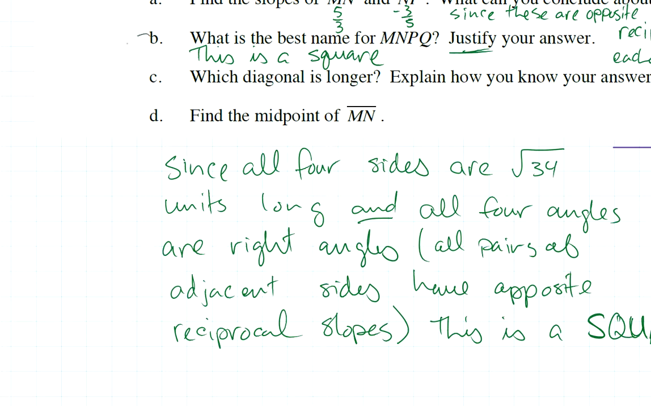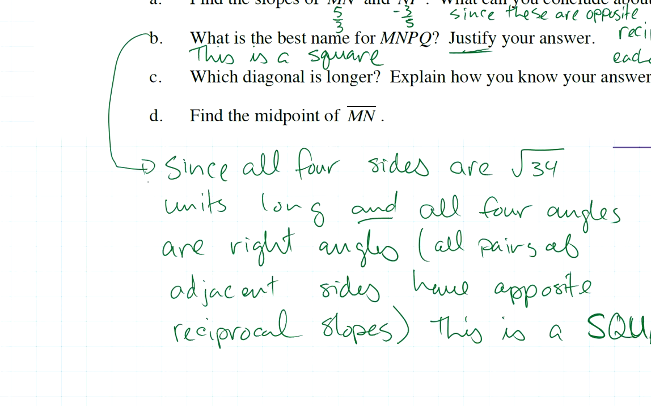So my justification for this being a square is, since all 4 sides are root 34 units long, I can think 3 squared plus 5 squared. And all 4 angles are right angles, and that's because all pairs of adjacent sides have opposite reciprocal slopes. This is a square. Question C, which diagonal is longer? Explain how you know your answer is correct.